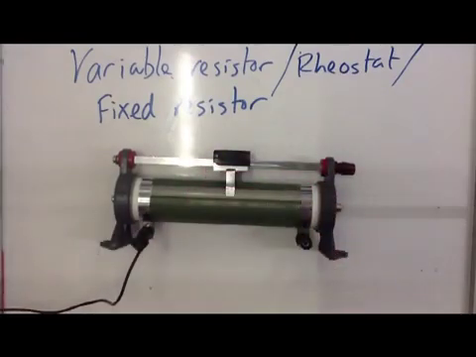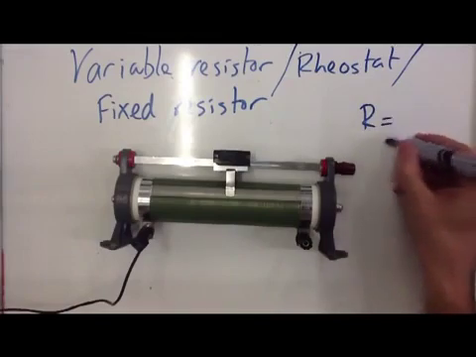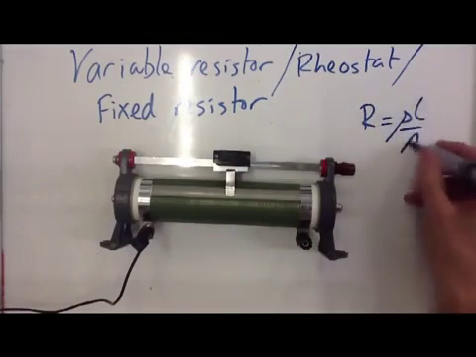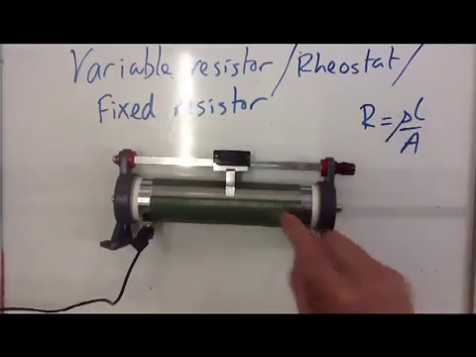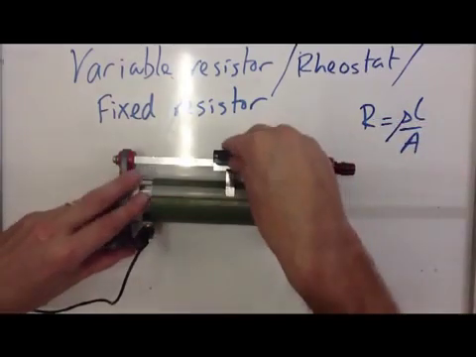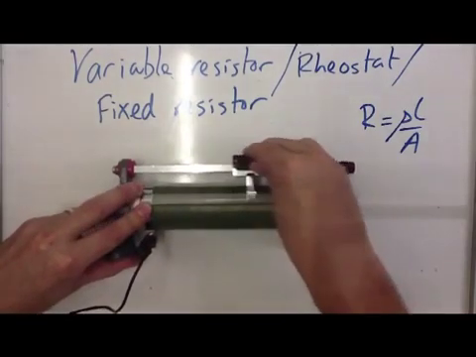Now we know that resistance is equal to resistivity times length divided by cross-sectional area. So if length goes up, resistance goes up. So I can adjust the length that the current has to go through very simply by sliding this dial, there we go, up and down.